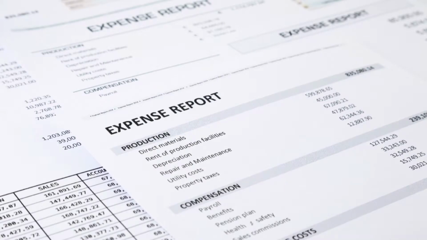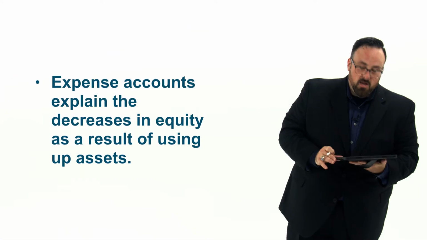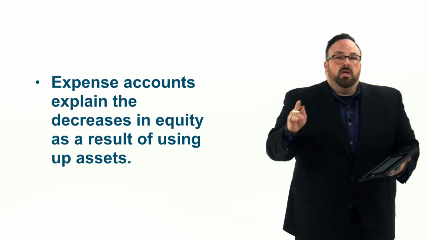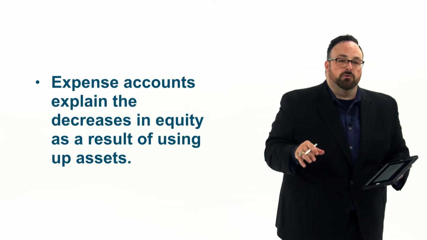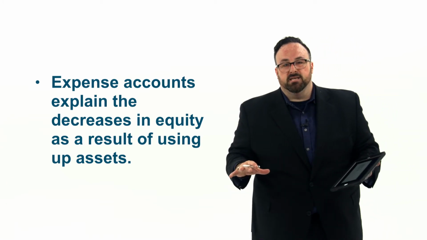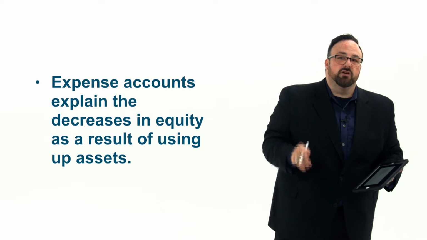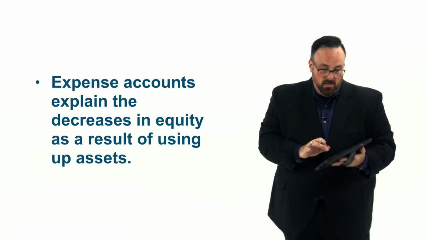For instance, every business has an expense report, a separate account to document and keep track of everything that you are paying out or expensing to the business, relevant to the business. It must be relevant to the business. Bottom line though, expense accounts explain decreases in equity as a result of using up all assets available. Remember that. Decreases in equity as a result of using up all assets.